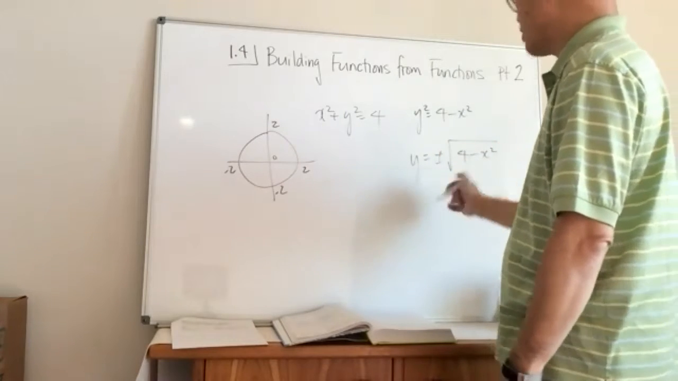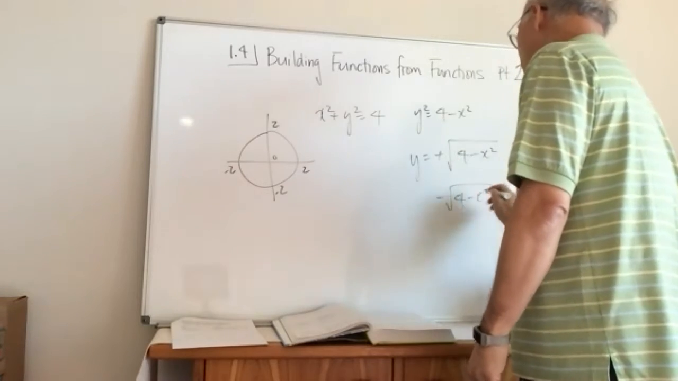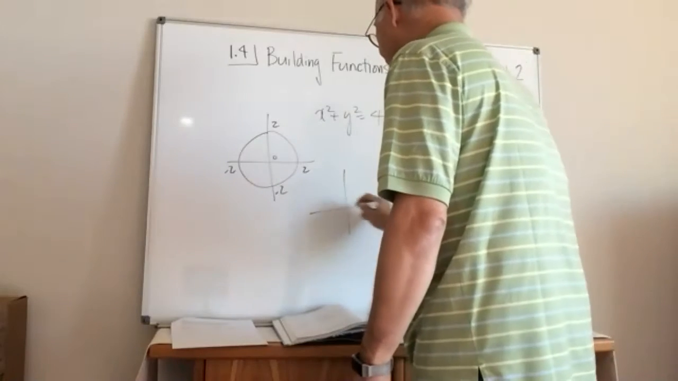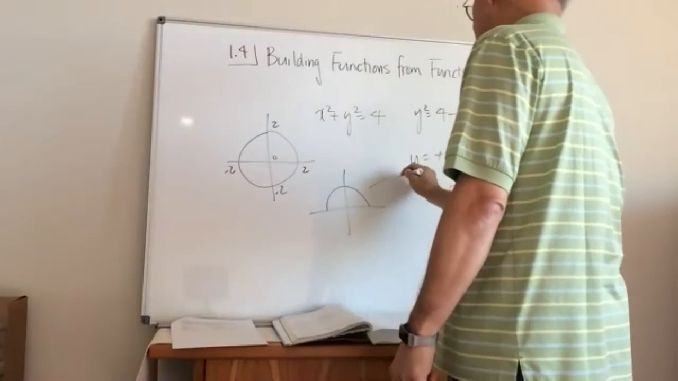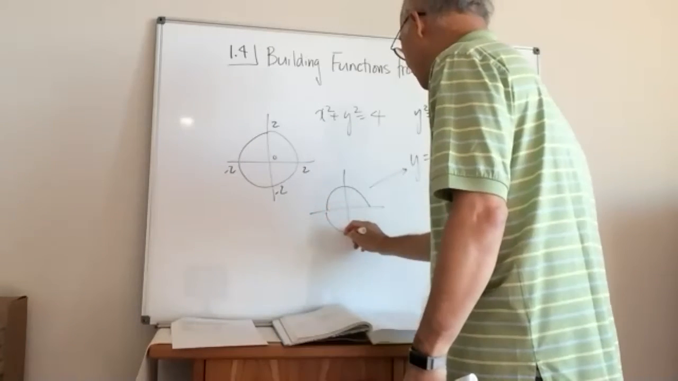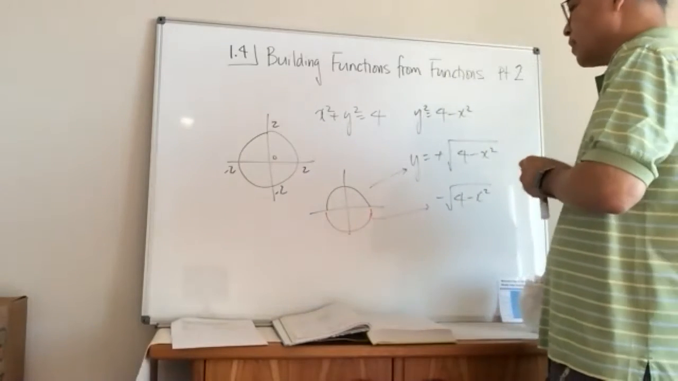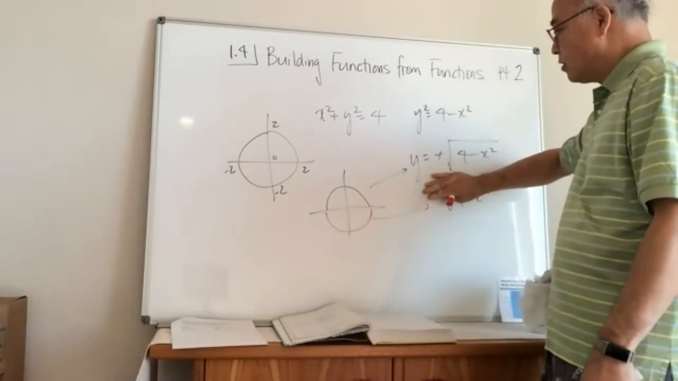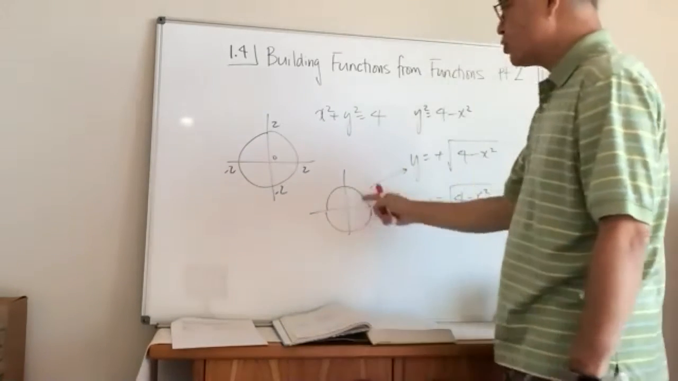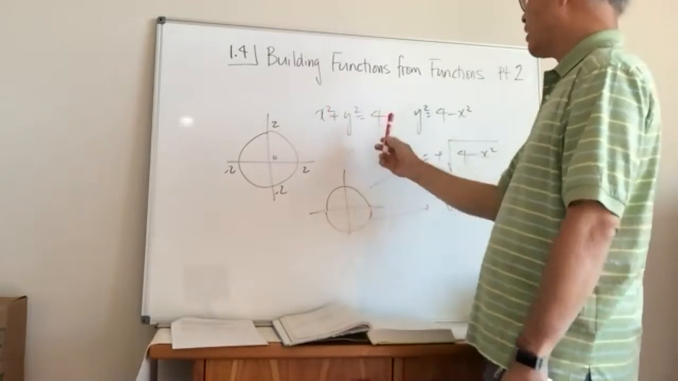There are two different functions. You have this function and you have this function. If you graph this function, you're going to get the top part, and if you graph this one, you're going to get the bottom part. So they separately are functions. If you superimpose the two, you get the circle. So this is an implicitly defined function.